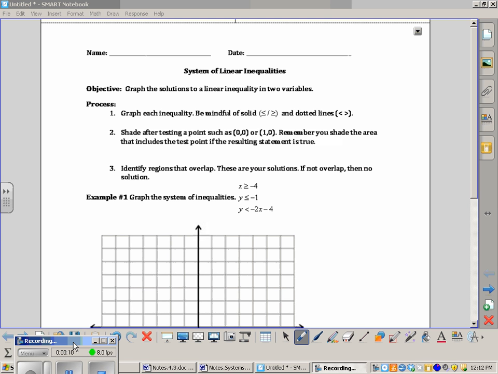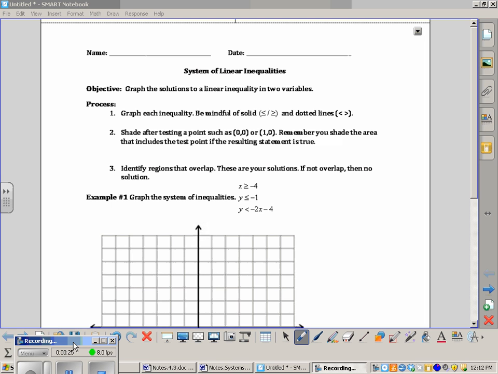We're looking at solving systems of linear inequalities. We have an objective to graph the solutions to a linear inequality in two variables. Looks like we have a short set of notes just to give you the process.